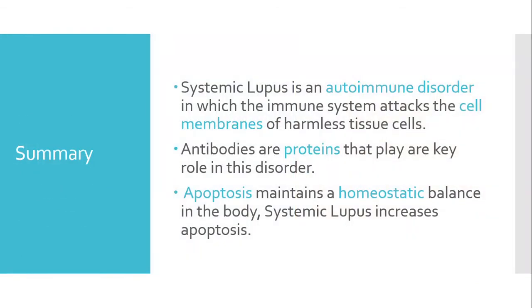All right, let's summarize and relate this information back to our key concepts. Systemic lupus is an autoimmune disorder in which the immune system attacks the cell membranes of harmless tissues. The disorder occurs because of type 1 and type 2 hypersensitivity reactions, which utilize antibodies which are made up of proteins. Apoptosis maintains a homeostatic balance within the body and is essential for cell eradication. Systemic lupus increases this eradication, shifting the balance.